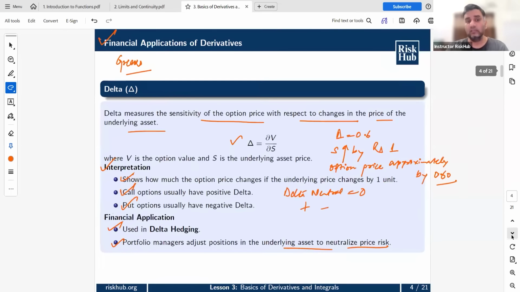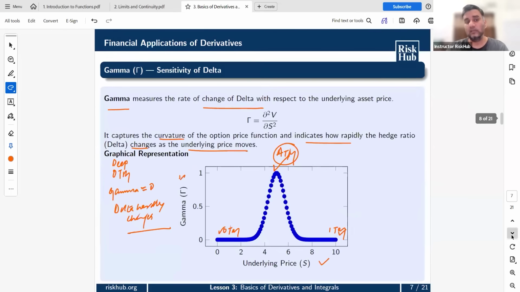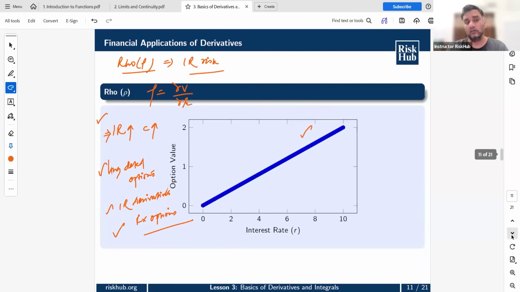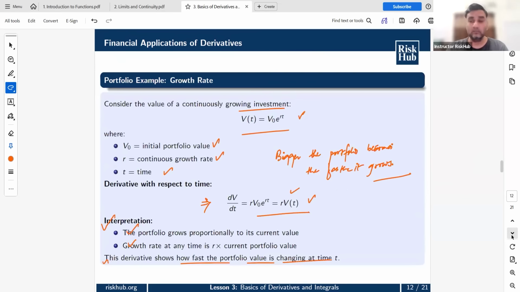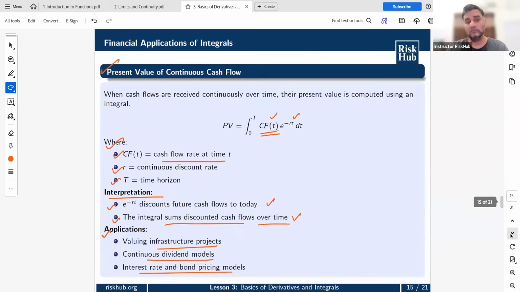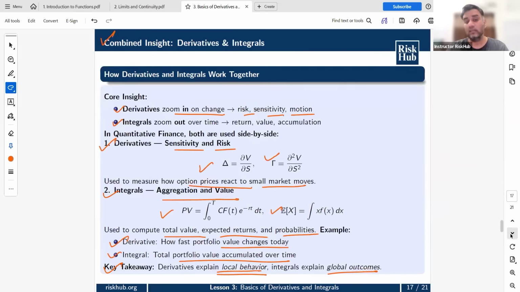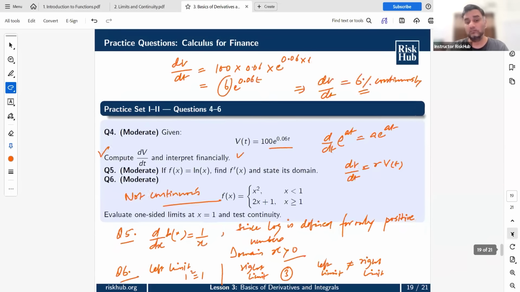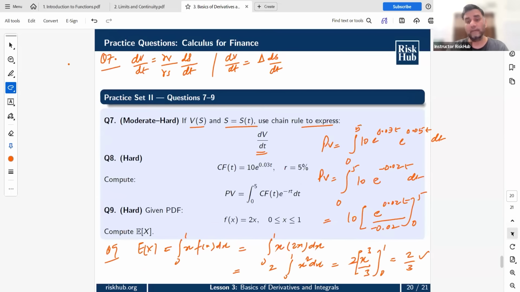Then we moved to derivative Greeks: delta, gamma, vega, theta, rho, and there are many more. Please don't think these are the only five; these are the most popular five. There are 13, 14 Greeks, such as Vanna, Speed, Zomma, Volga. Then we moved to integrals and saw the use of integrals and the expected value concept, which is very important. We did the questions and need to understand that.